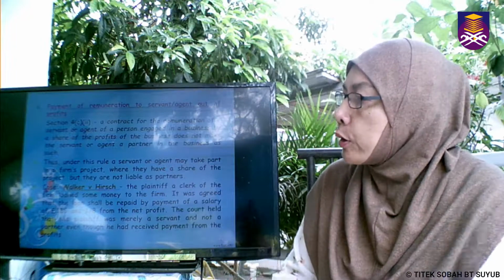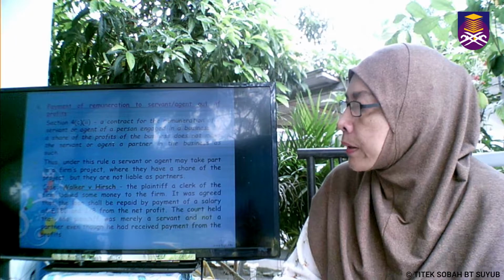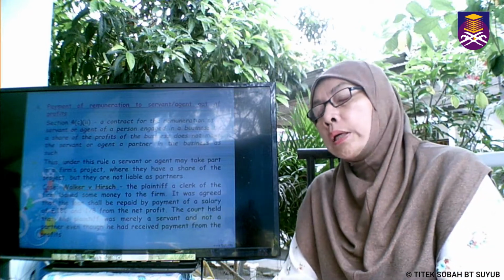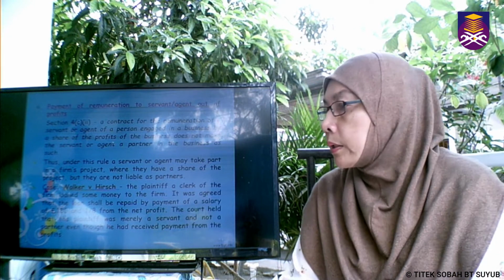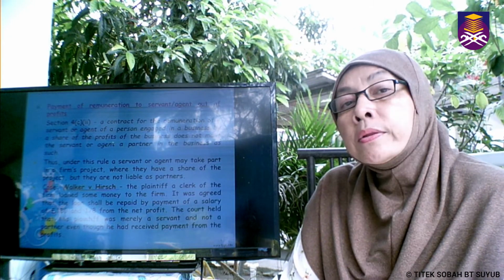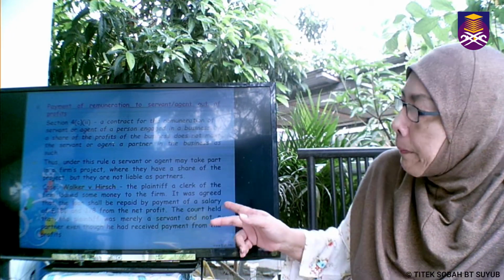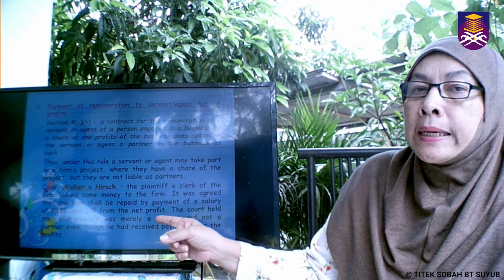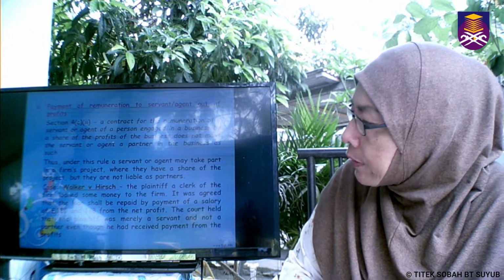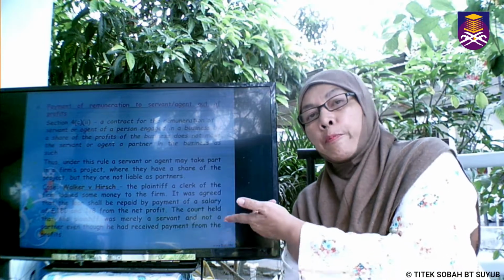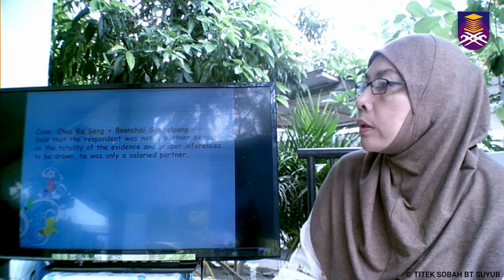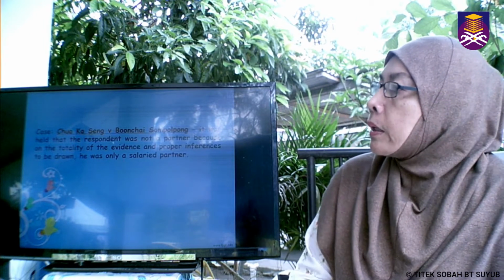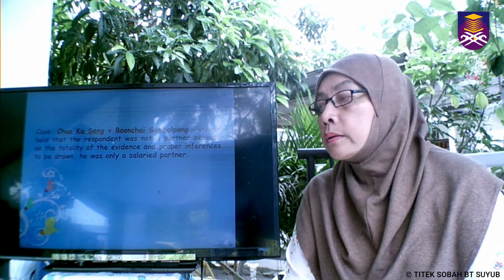Okay, let us have a look at the case of Walker versus Hitch. What happened in this case? The clerk is the employee of the plaintiff. He lent money to the employer, and because he lent money, how is he going to be repaid? He is going to be repaid by payment of a salary of £180 and 1/8 of the net profit. So he is entitled to 1/8 of the net profit of the said firm. And the court held that even though he received profit, he is not a partner, he is only an employee.